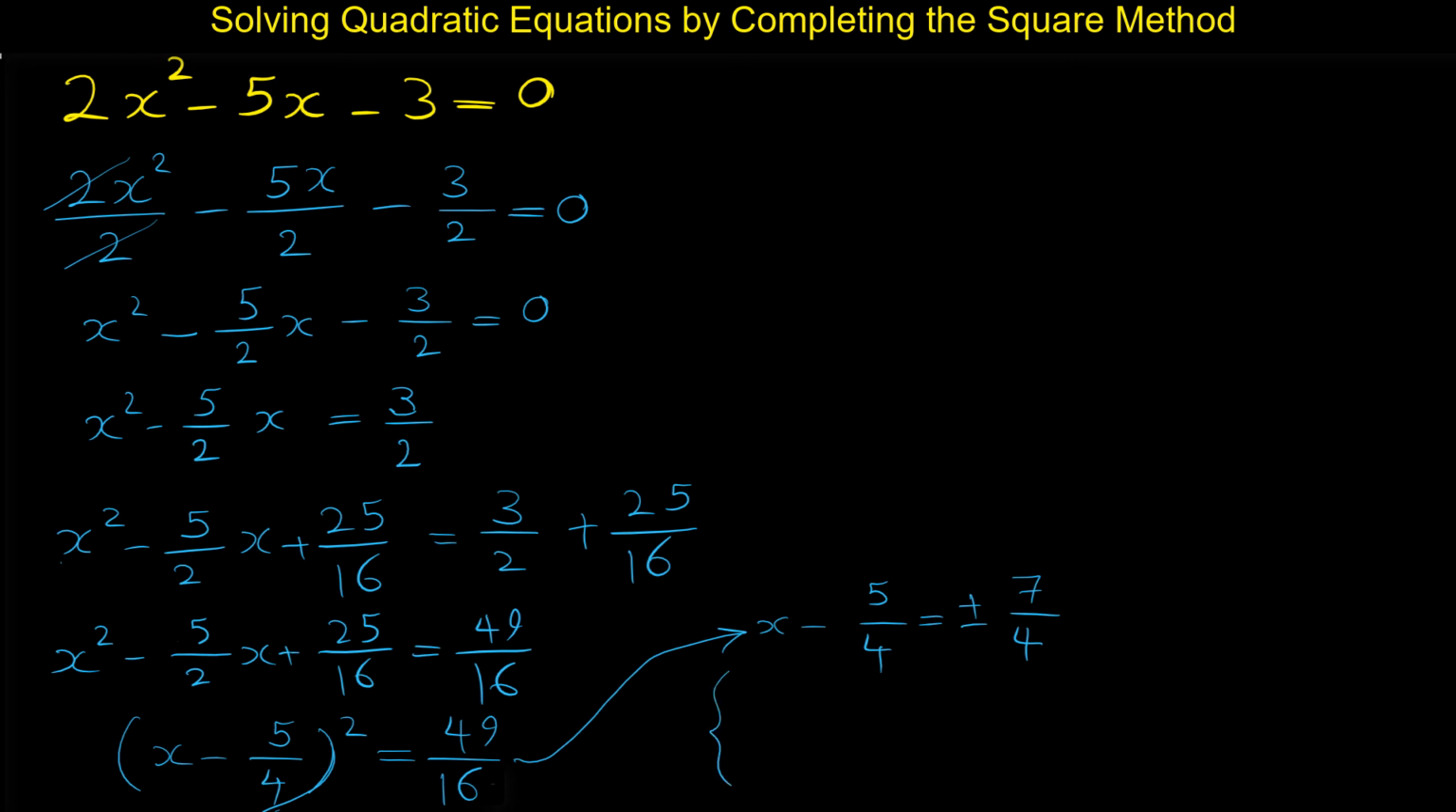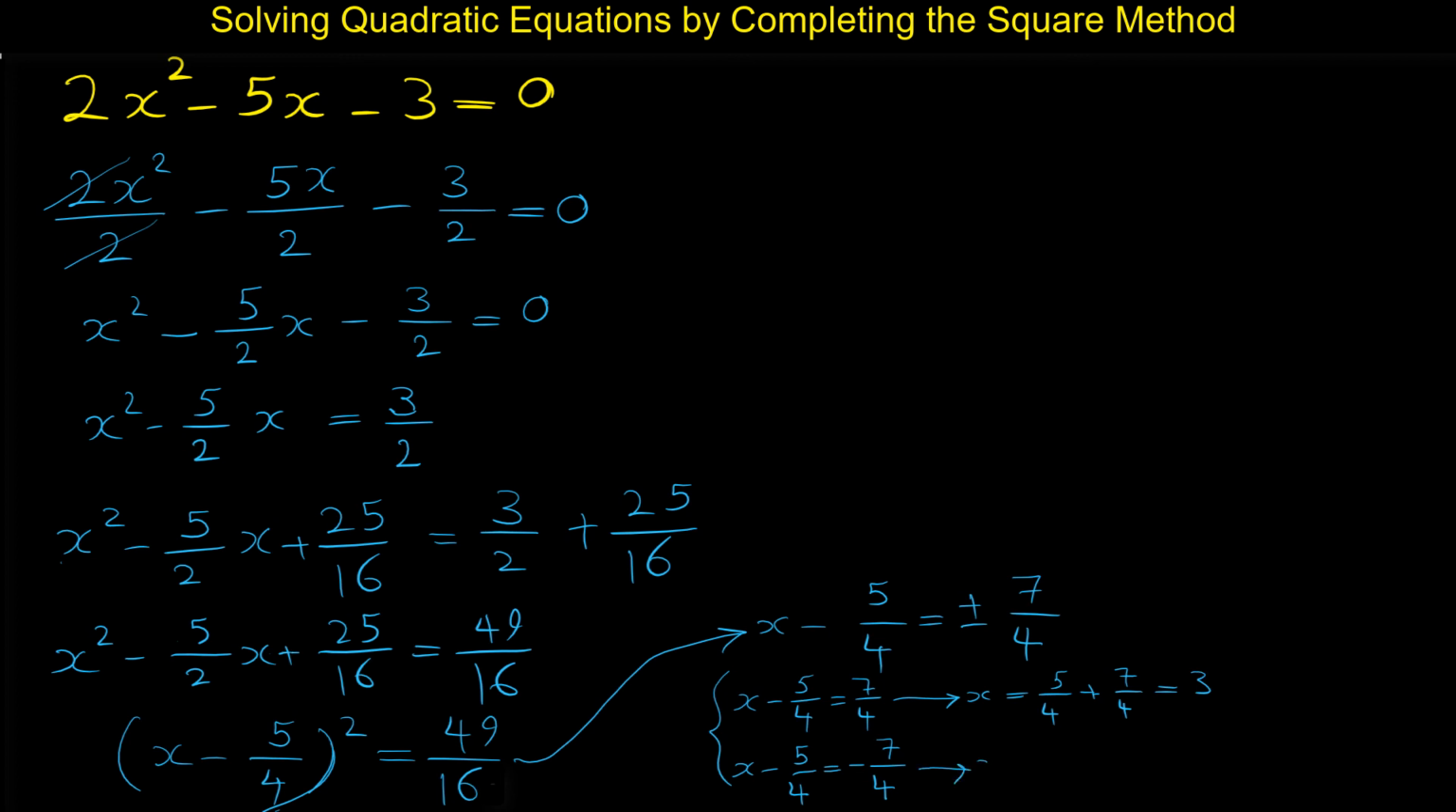Now we can write this as two separate equations. x minus 5 over 4 is 7 over 4, and the other equation is x minus 5 over 4 is negative 7 over 4. If we move negative 5 over 4 to the other side of the equation, x is 5 over 4 plus 7 over 4. 5 plus 7 is 12, 12 over 4 is 3. So one answer of this equation is 3.